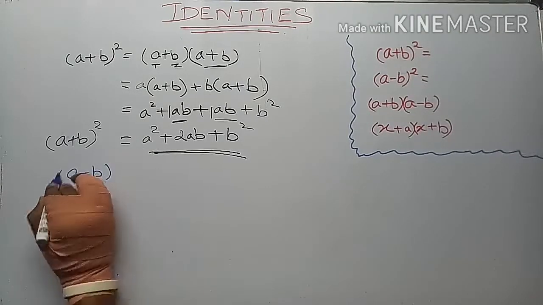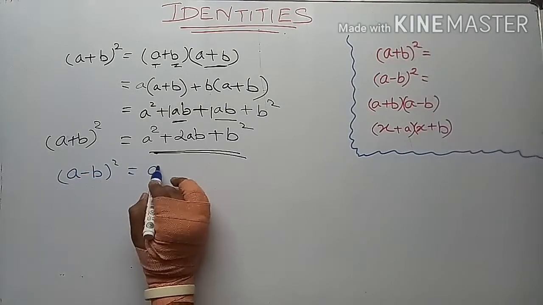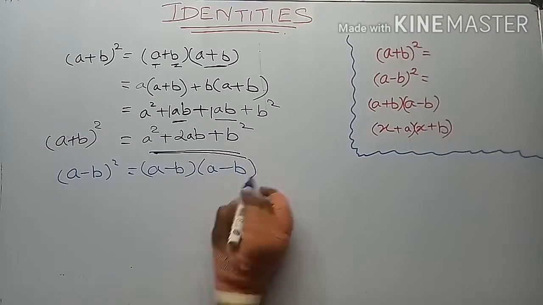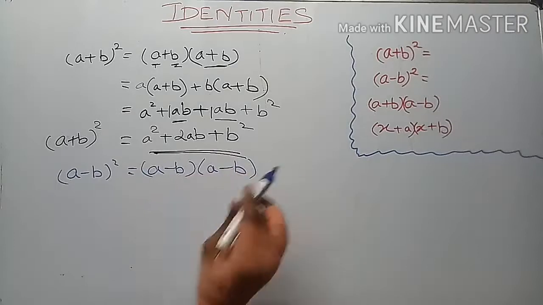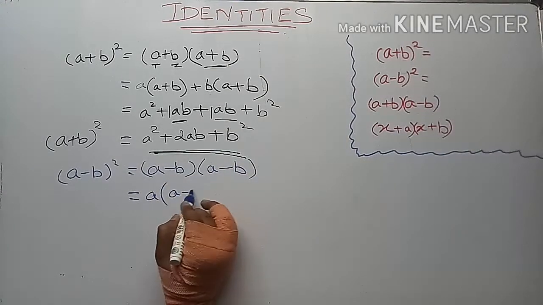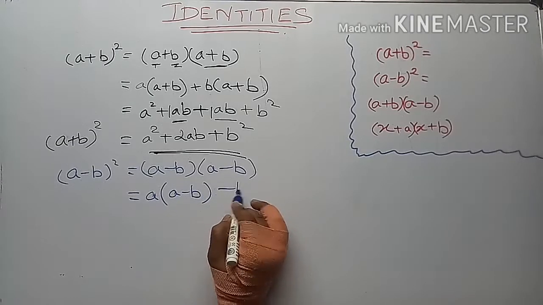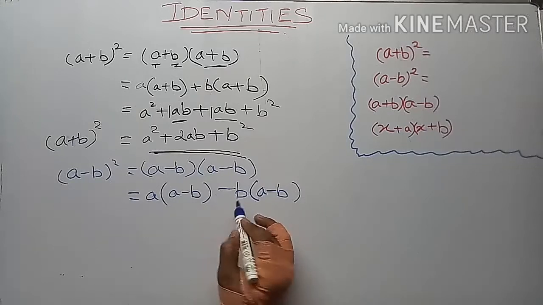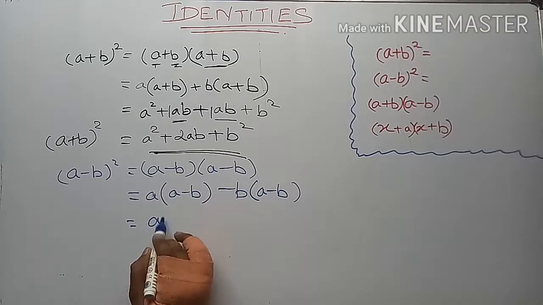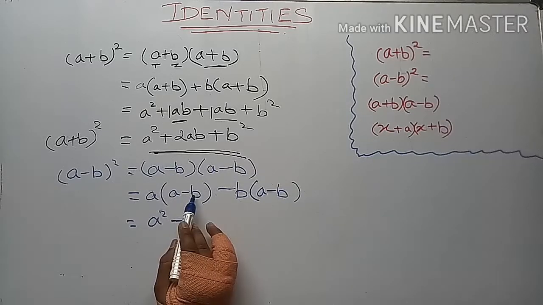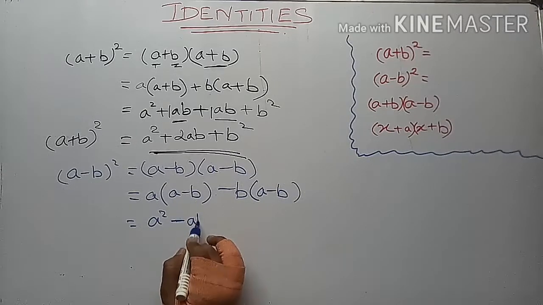So here we come, a minus b the whole square gives you a minus b into a minus b, the same bracket multiplied by itself. You'll split it using the distributive property: minus b into a minus b, this b into a minus b. What do you get? It is a square, minus a into minus b will give you minus ab.